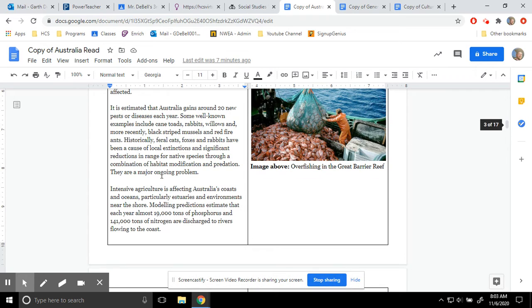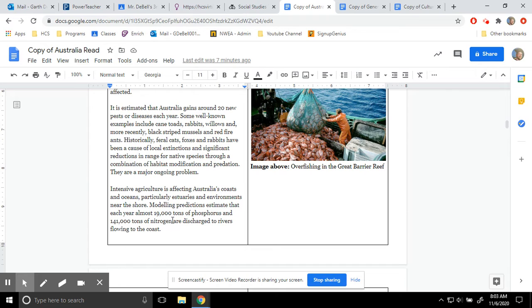Intensive agriculture is affecting Australia's coasts and ocean, particularly estuaries and environments near the shore. Modeling predictions estimate each year almost 19,000 tons of phosphorus and 141,000 tons of nitrogen are discharged to rivers flowing to the coast.